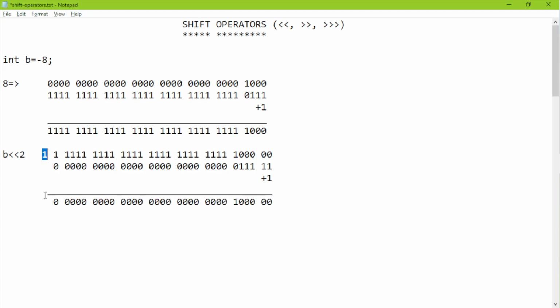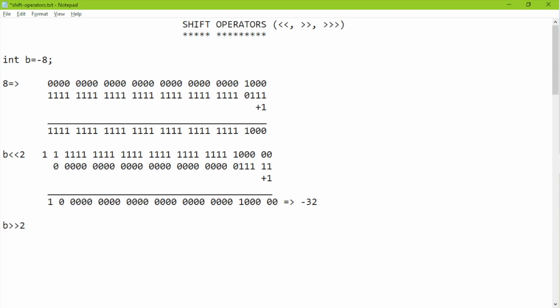Okay, now this 1 will come like this. This is for the sign bit, so we should not include it for the decimal conversion. As we all know, this is the binary representation for the number 32. So we will get 32. Here we have to check the sign. This is 1, so we have to give minus 32, right? Now we have to do the right shift operator.